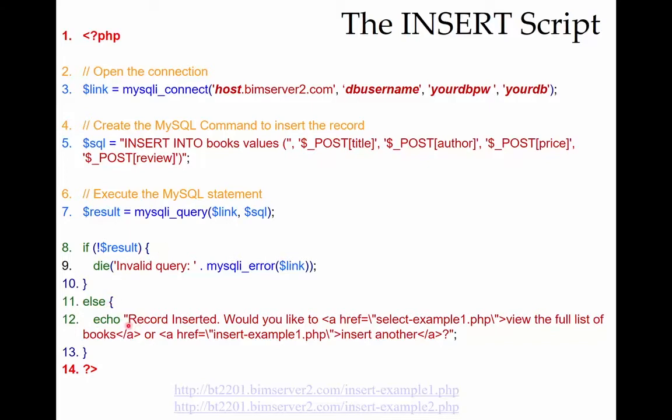But if it worked, I write "record inserted." Would you like to view the full list of books? And I go to that link that gives me the full list of books. And this is another link that links back to the form if I want to insert another book. Just some little structure here to move forward.